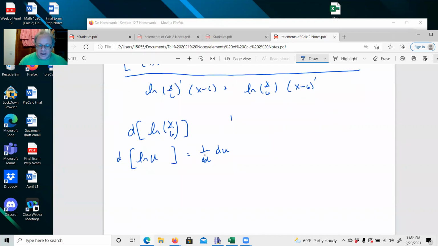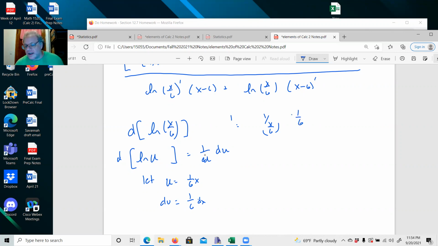If we set u equal to 1/6 x, what's du? That's 1/6 dx, isn't it? So why don't we just use that and figure out a derivative here? This derivative is 1 over our u, which is x over 6, times dx. What's our dx? Our dx is just 1/6.